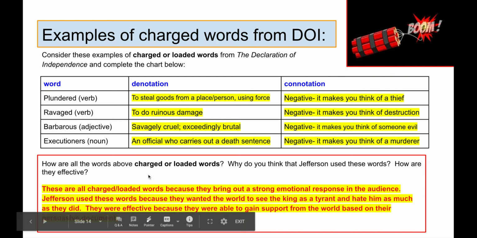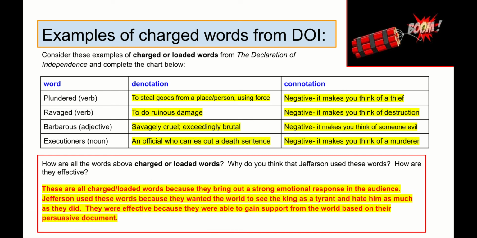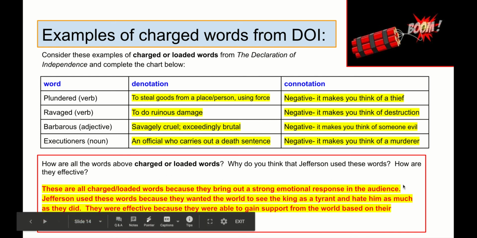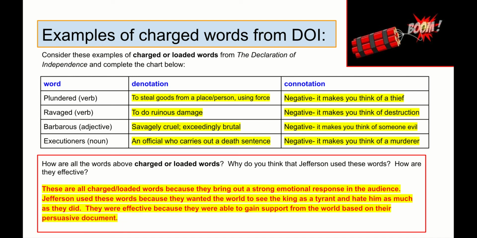Okay, so final question here. How are all the words above charged or loaded words, and why do you think that Jefferson used these words? How are they effective? These are all charged and loaded words because they bring out a strong emotional response in the audience. Jefferson used these words because they wanted the world to see the king as a tyrant and hate him as much as they did. They were very effective because they were able to gain support from the world based on their persuasive document.